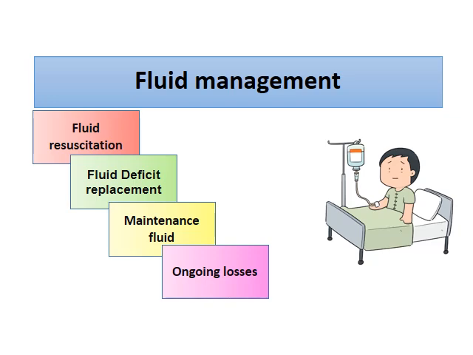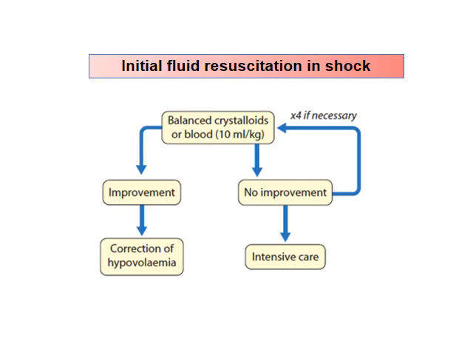Fluid management is divided into fluid resuscitation, fluid deficit replacement, maintenance fluid, and ongoing losses. For initial fluid resuscitation, first we give a crystalloid, or if there is hypovolemia due to blood loss, I will give blood, 10 ml per kg. If there is improvement, then I correct the hypovolemia, treat the causes, and treat the fluid deficit and maintenance later on. But if there is no improvement, I will repeat the bolus again, and the child will now need intensive care because there is massive loss of fluid and the patient is now in shock.